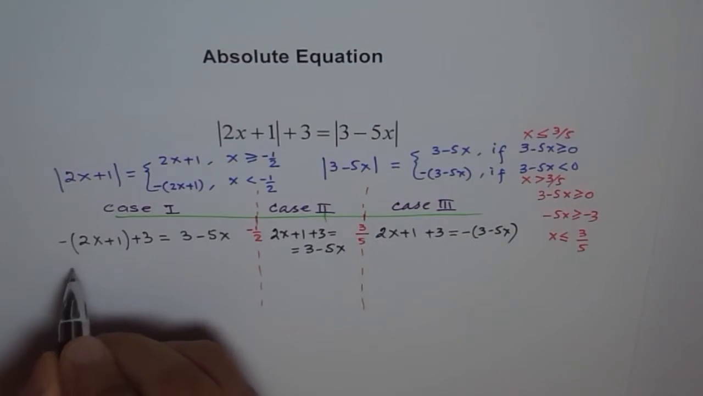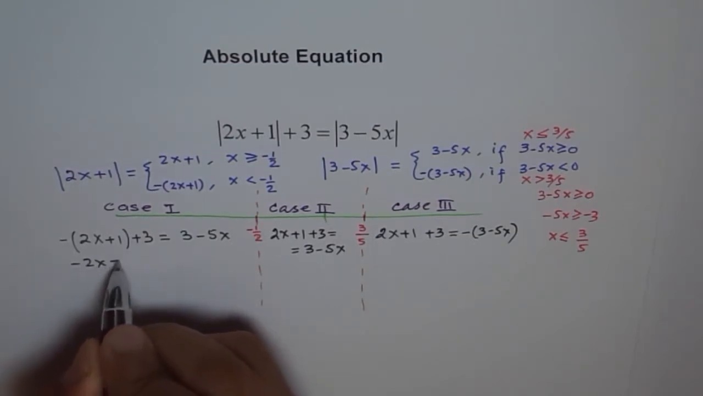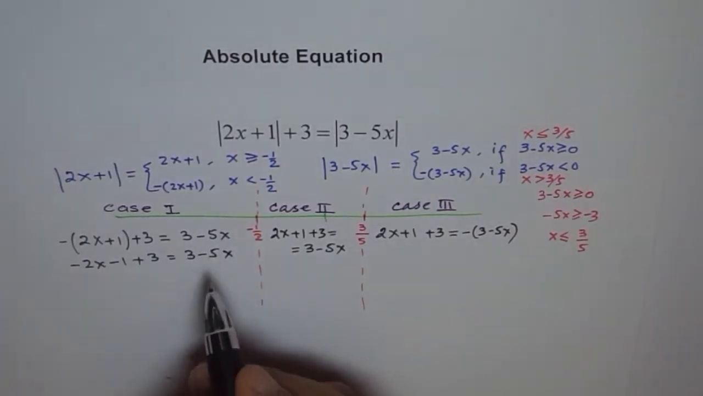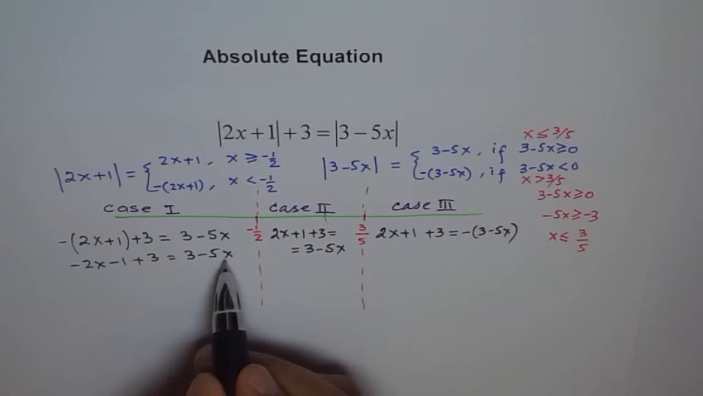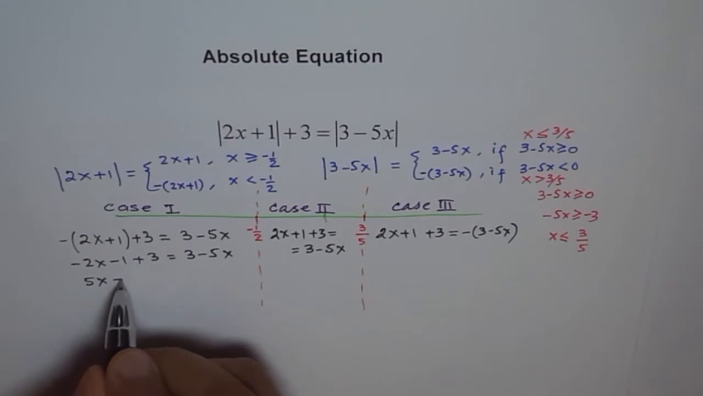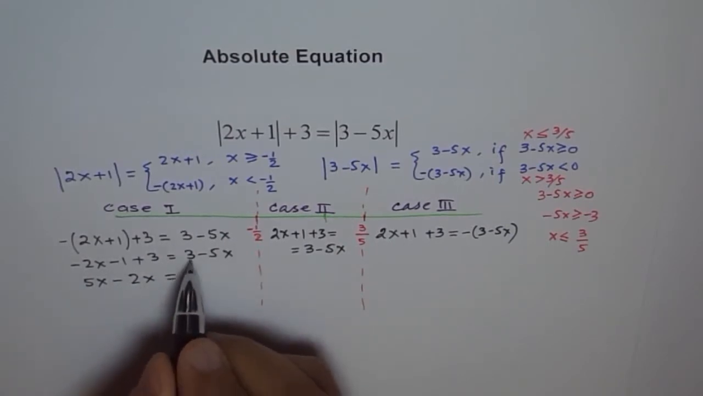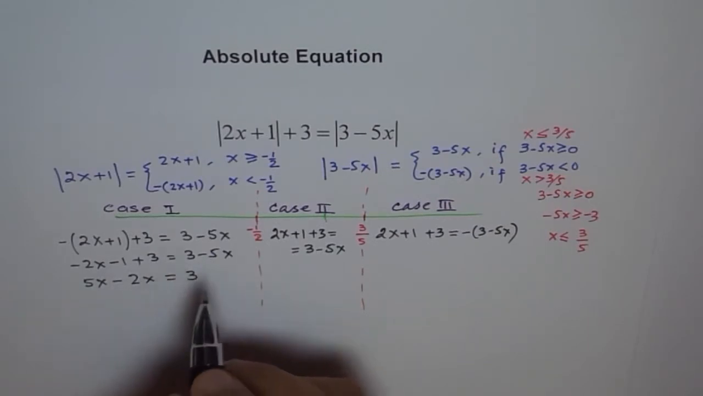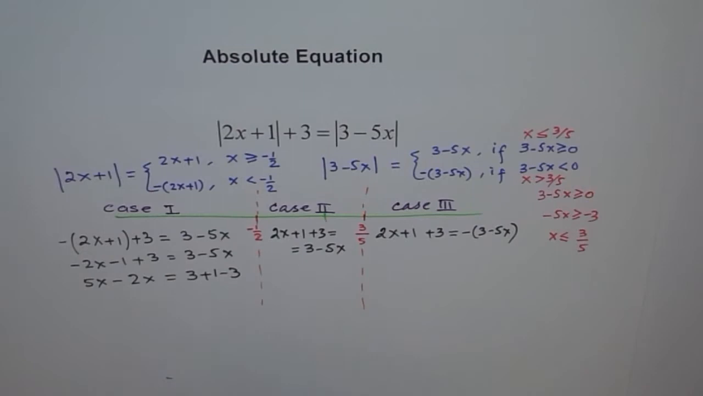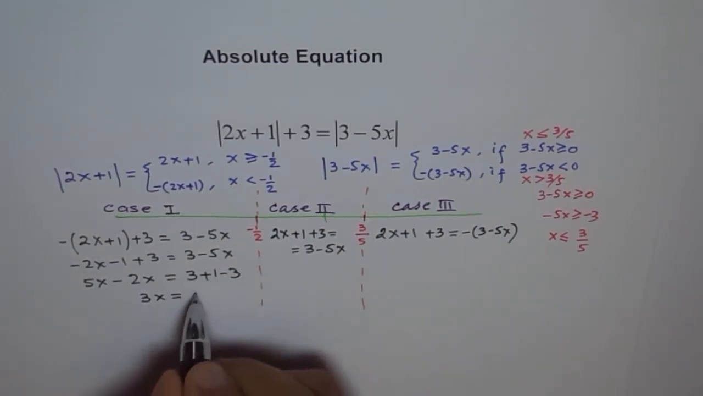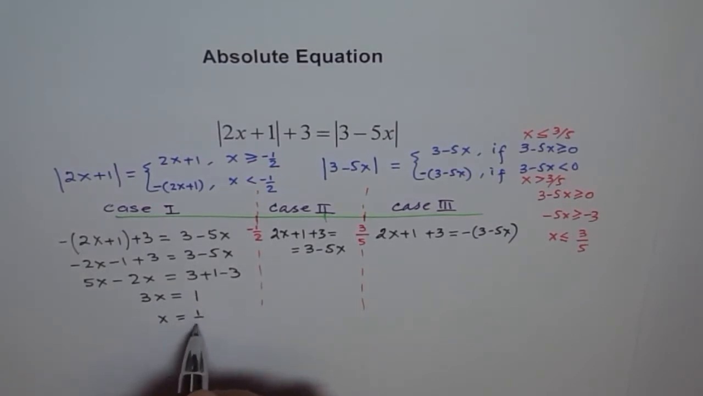So here we have minus 2x minus 1 plus 3 equals 3 minus 5x, correct? We can bring x's together. So when we bring 5x here, we get 5x minus 2x, right? And we have 3 here, and we can take these things there. Let me just write plus 1 minus 3. Okay, 5x minus 2x is 3x, and this is 1 for us, and therefore x equals 1 over 3. This is one of the solutions, right?